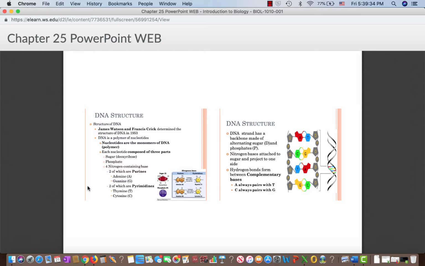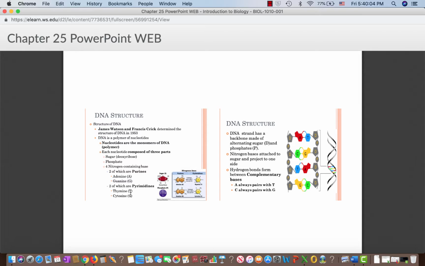You have your sugar. In DNA, that is deoxyribose. In RNA, that is ribose. You have your phosphate and your four nitrogen-containing bases. Two are purines, two are pyrimidines. Your purines are adenine and guanine, and your pyrimidines are thymine and cytosine. Now here's the only tricky bit. In RNA, you replace the thymine with a U.